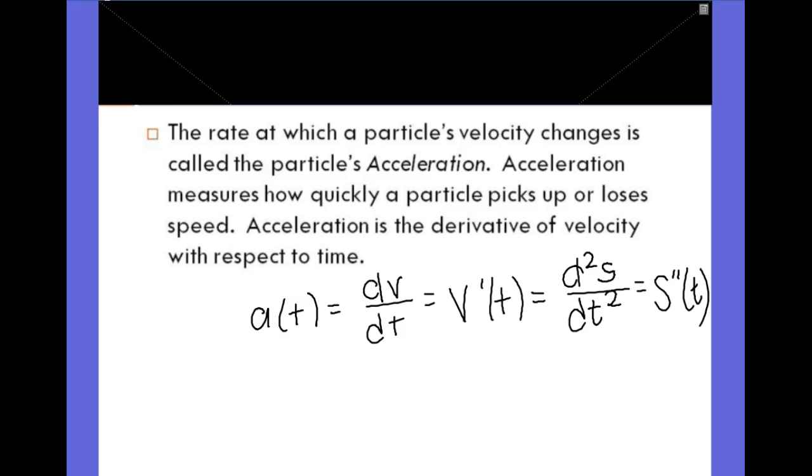The rate at which a particle's velocity changes is called acceleration. Acceleration measures how quickly a particle picks up or loses speed. Acceleration is the second derivative of position, or simply the derivative of velocity. So again, a big part of it is understanding terminology and appearance. a of t is the same as dv/dt, which is the same as v prime of t, which is the same as d squared s over dt squared, which is the same as s double prime of t.